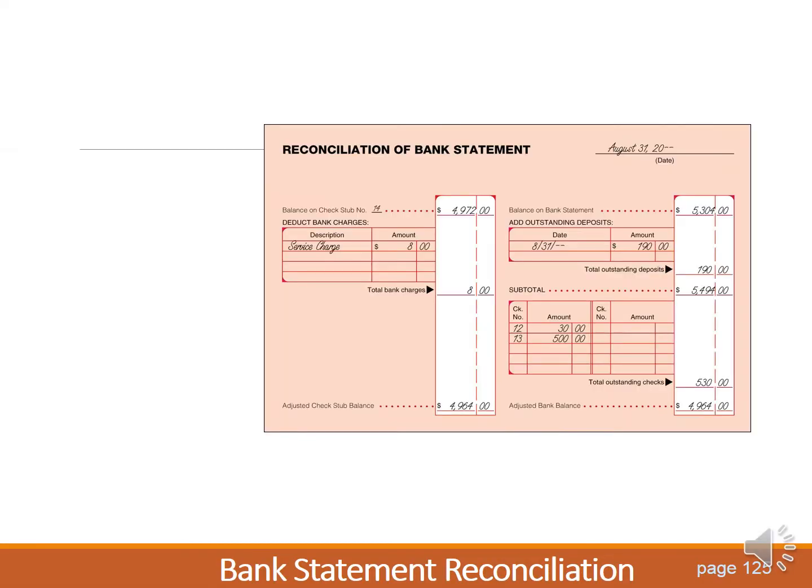Looking at how we reconcile a bank statement. On the back of your bank statement, you will see a reconciliation section that allows you to reconcile your checking account with the bank statement. The first thing that you will do is write the date. Secondly, you will write your check stub balance as well as the check stub number.